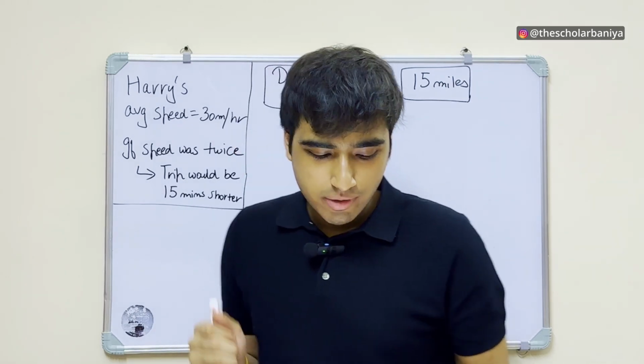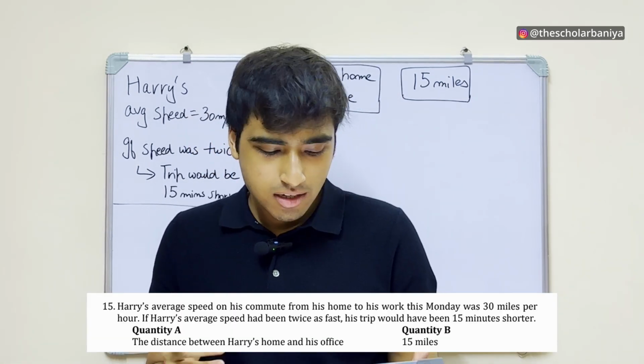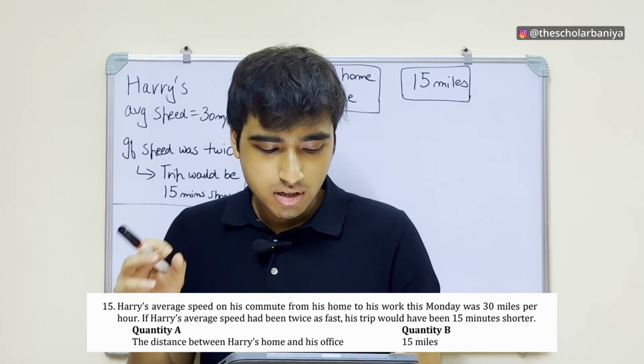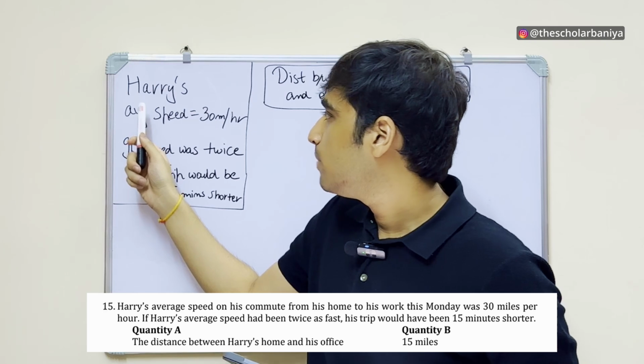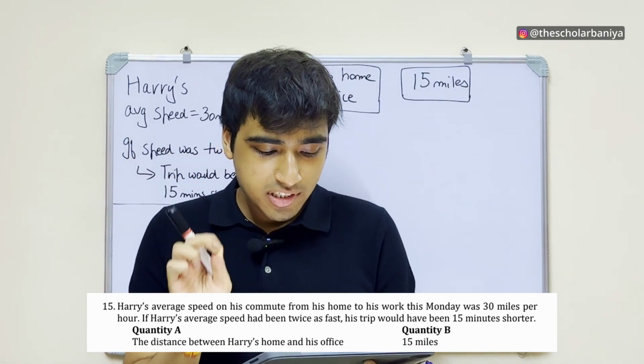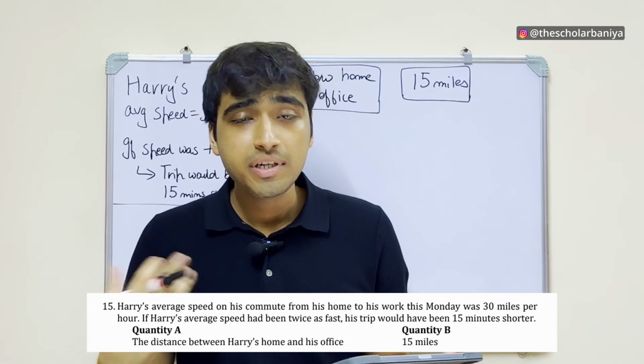So let's move on to the next question, guys. In this question, we are given that Harry's average speed on his commute from his home to his work was 30 miles per hour. So the average speed of Harry was 30 miles an hour, right? If Harry's average speed had been twice as fast, his trip would be 15 minutes shorter.